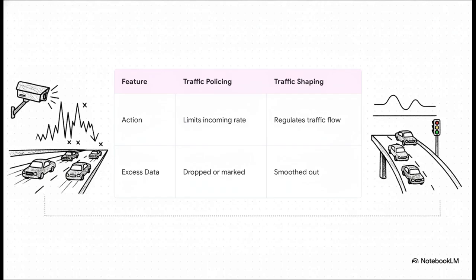Think of traffic policing kind of like a strict speed camera on the highway. It literally limits the rate of incoming traffic to a specific threshold. If you cross that line, your excess traffic is instantly dropped or marked. Boom, penalty. Traffic shaping, on the other hand, is a bit more elegant.